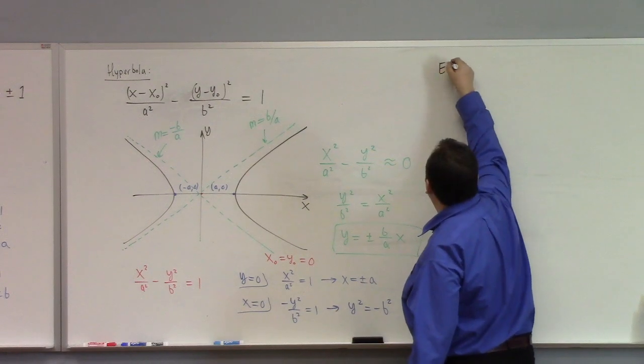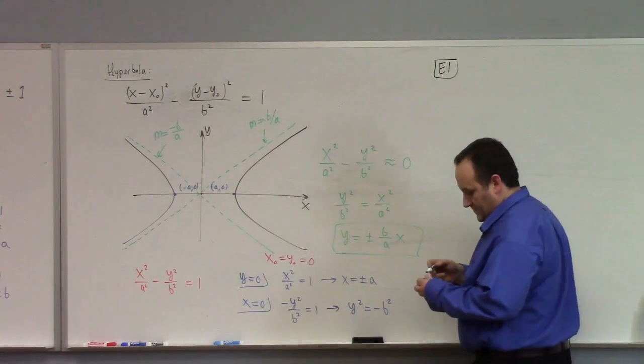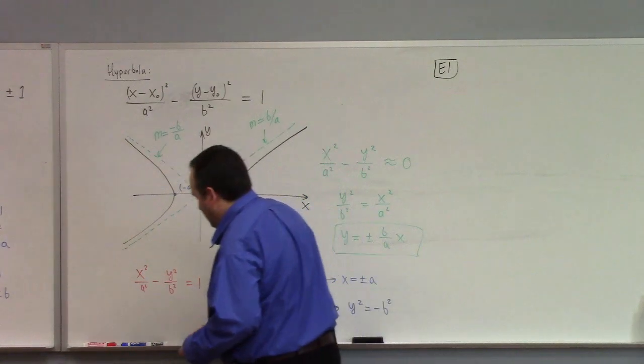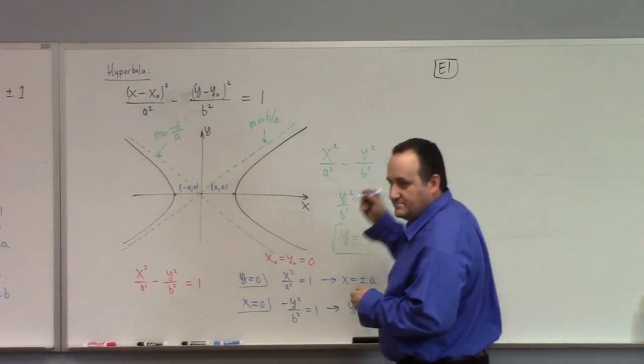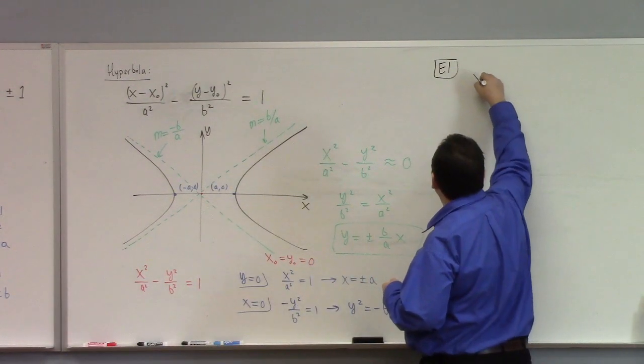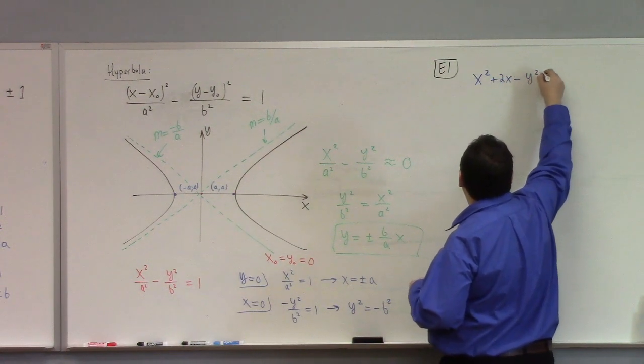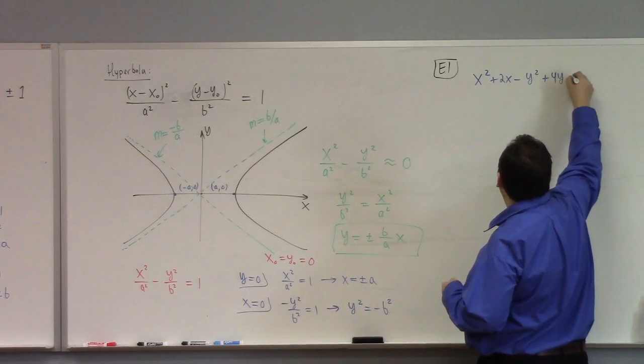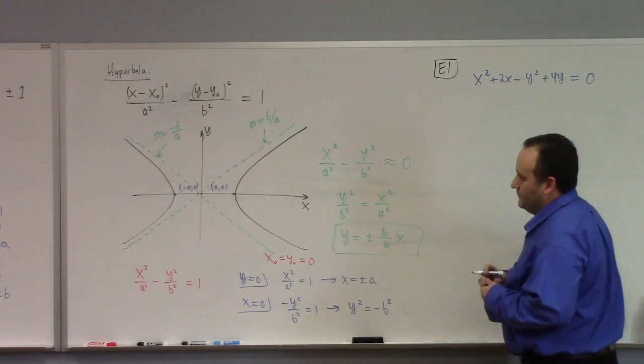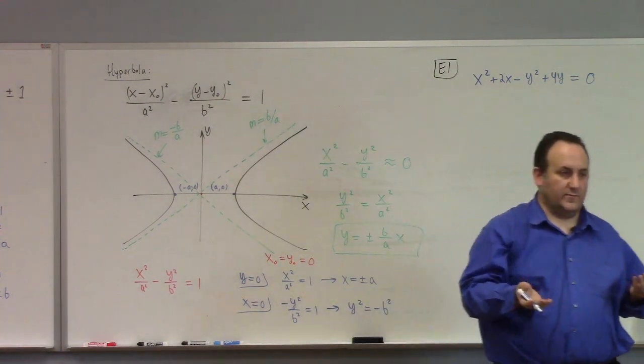Let's see here. Point or null. Okay, so let me work the first one for you. So what's the equation? x squared plus 2x minus y squared plus 4y equals 0. Okay. So what's the point?